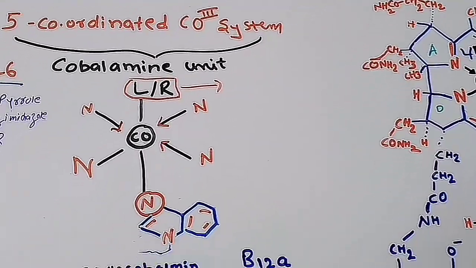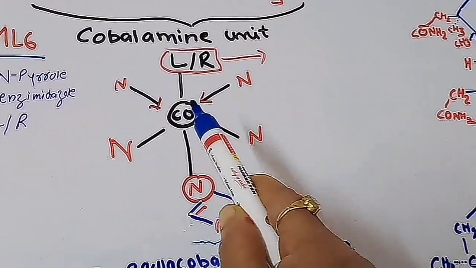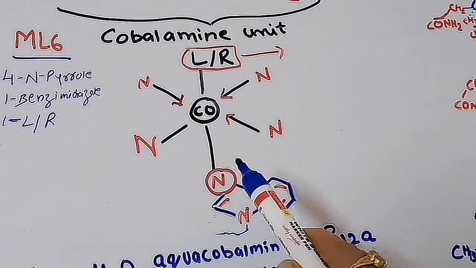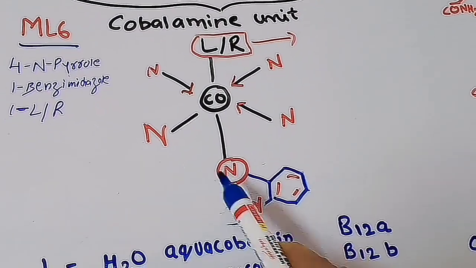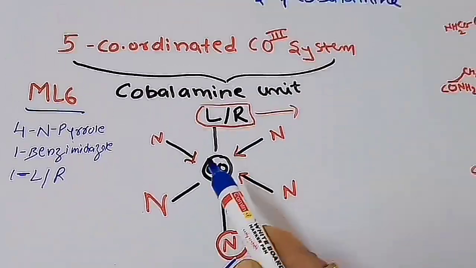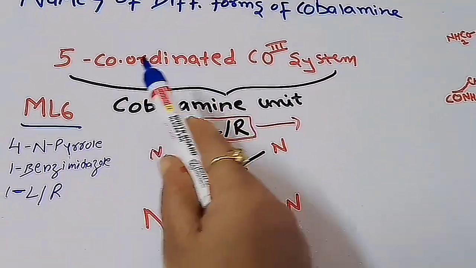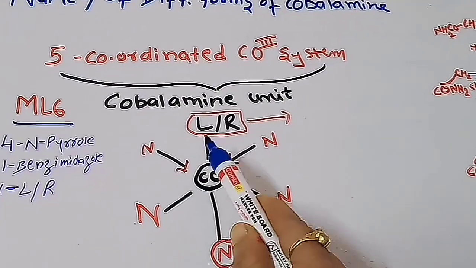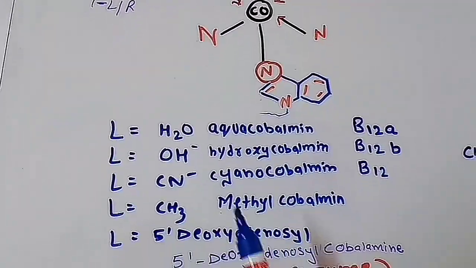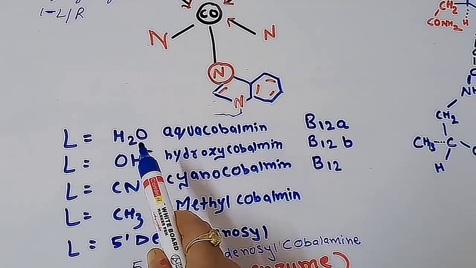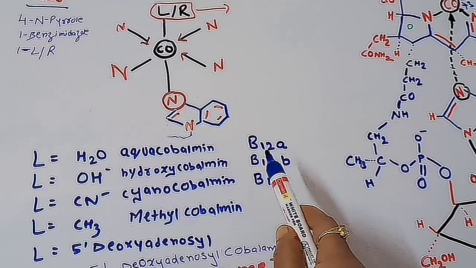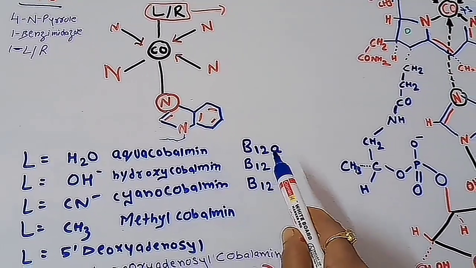So now let us see once again, the cobalt is coordinated with the 4 nitrogen of the pyrrole rings, 1 nitrogen is from the benzimidazole, and 1 bond is formed by any ligand or R. So let us see how the names of the different forms of the cobalamin depend upon the R. So if our ligand is water molecule H2O, the name will be aquacobalamin, or we can also write it as B12A.